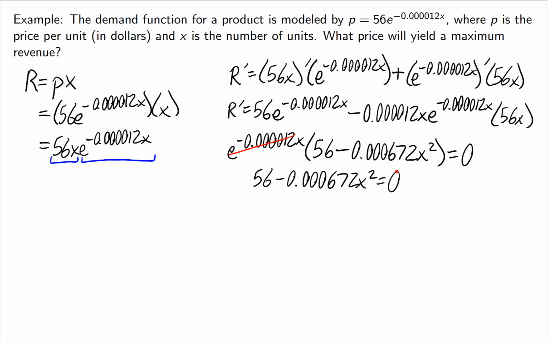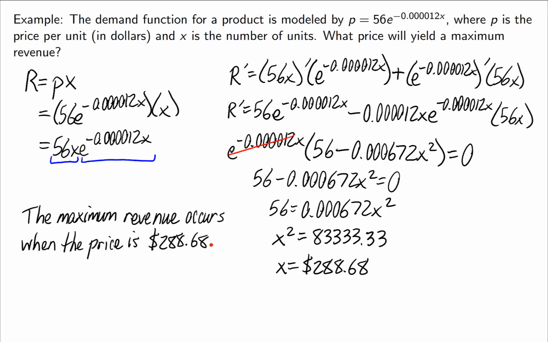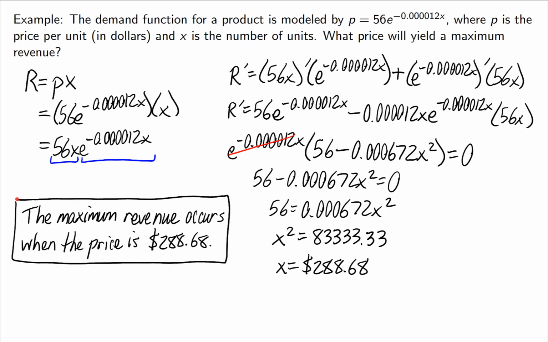Let's add the decimal times x² to the other side. Divide both sides by the decimal to get x² equals 83,333, and it's actually a repeating decimal, but I'll just say 33. Take the square root to find the price of approximately $288.68. The maximum revenue occurs when the price is $288.68.